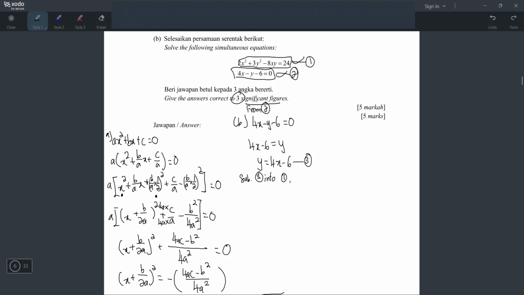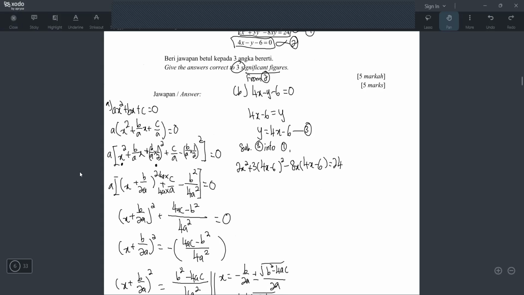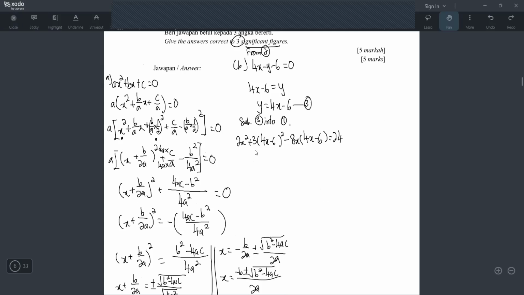So now what you do is you write down equation 1, 2x squared plus 3y squared, but the y you have to open a bracket, and then minus 8xy equals 24. And for the y, you will just substitute 4x minus 6. Now it's time to solve for x, right? And don't forget the question wants you to give the answer in 3 significant figures. So later, you will know it's an ugly answer.